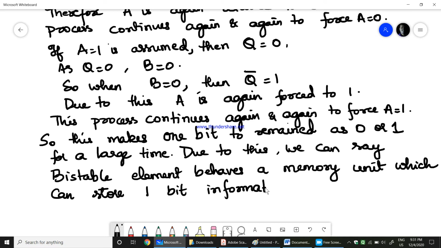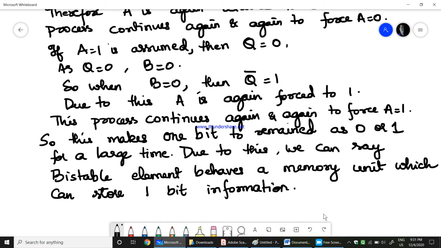So I hope you people now understand what a bistable element is and for what purpose bistable elements are used. Okay, so this is the knowledge that you needed to work on the bistable element.